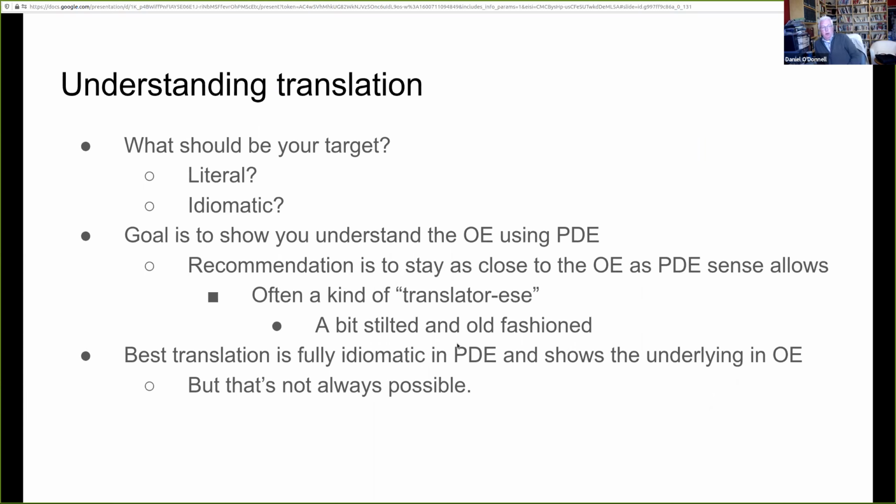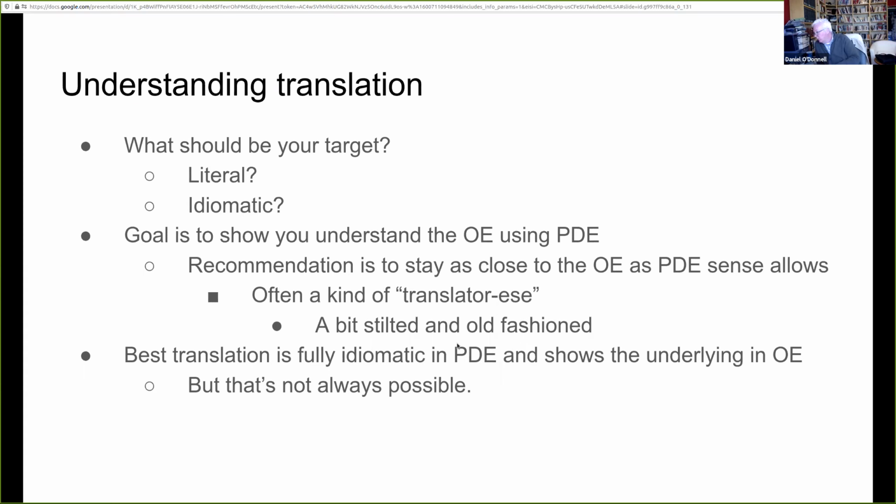So last point, what should you do in terms of target? Because when you're translating, are you trying to be idiomatic? Are you trying to be literal? What are you trying to do? Remember, this is not a course in translation from Old English. This is a course in which we're using translation to learn Old English. So a super idiomatic translation that doesn't show you understand the grammar beneath it is less useful for us than a slightly stilted one that still makes sense but shows you understand the constructions.